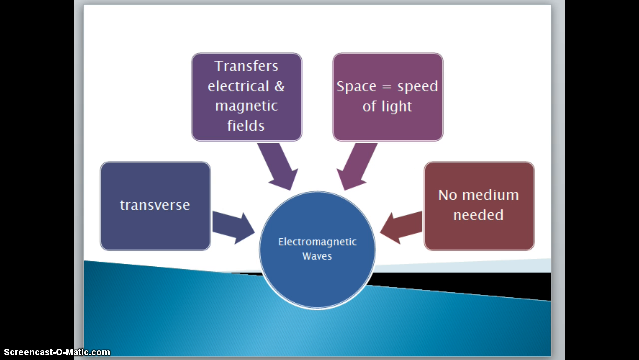Okay, so this lesson is focusing on electromagnetic waves. Electromagnetic waves travel without a medium, and they are transverse waves, so they go up and down. They transfer electrical and magnetic fields. They travel through space, they don't need a medium, and they travel at the speed of light.